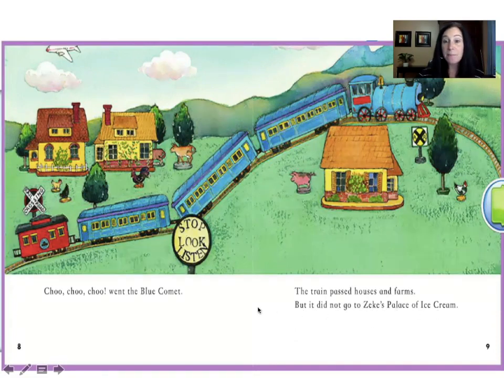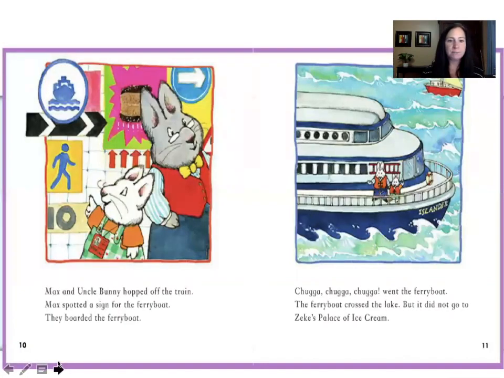So did the train make it to Zeke's Palace of Ice Cream? No. Where did the train take them to? That's right. The author said it passed houses and farms. And I can also see that in the illustrations. So thinking back, first, Uncle Bunny and Max took what type of transportation to get to Zeke's? That's right. First, they took the bus. Next, what did they take? The Blue Comet Express, right? The train. Did the train get them to Zeke's Palace of Ice Cream? No. Let's keep reading to see some other types of transportation.